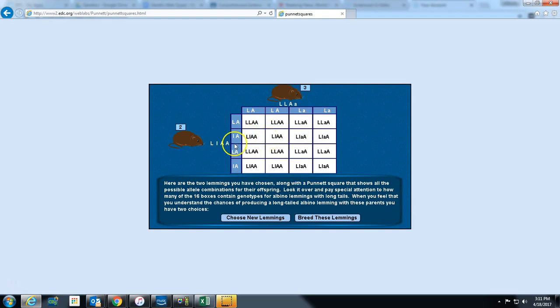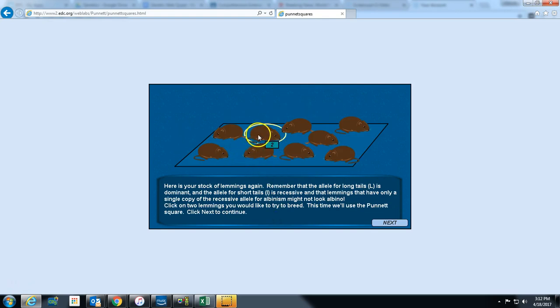So that's good. But here's the problem. This guy has both dominant alleles for color, so they're all going to be brown, and this guy has the dominant as well, even though he carries a recessive allele. So none of these are going to be albino again, so we don't want to breed those. But we might want to hang out with number 3 again. Let's try 3 and 1. Let's see what 3 and 1 happen.